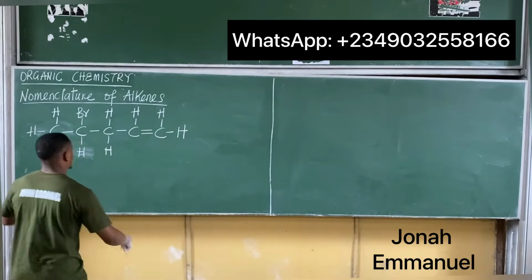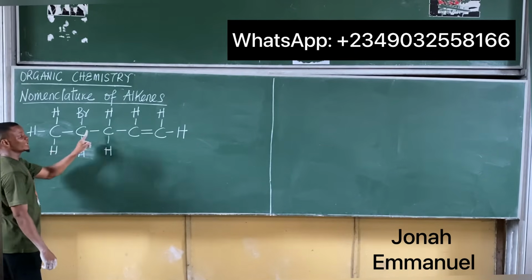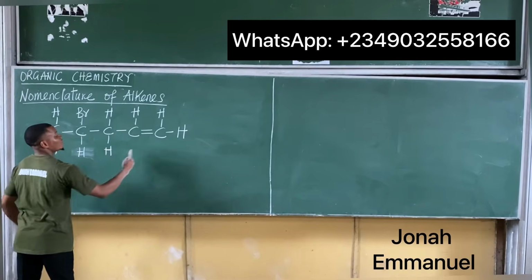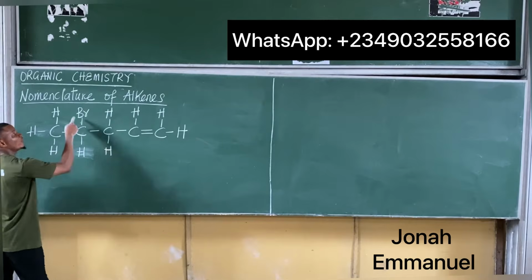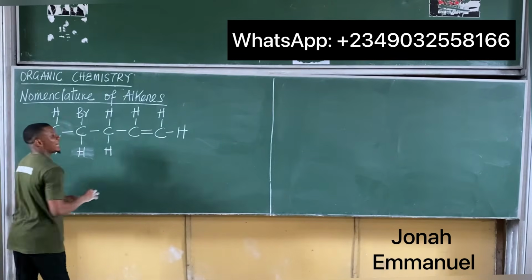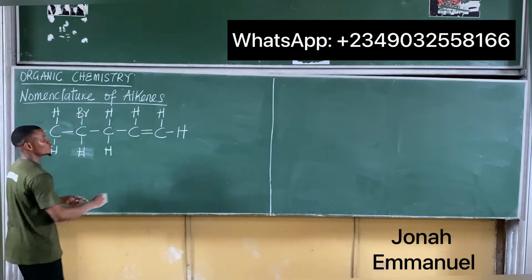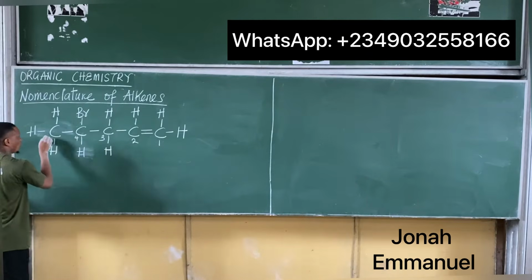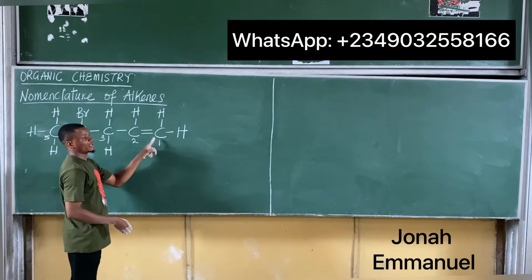In other words, if I go this way, I'll have 1, 2, 2 for bromine, 3, 4, 4 for double bond. If I go this way, I'll be having 1 before the double bond, 2, 3, 4, 4 for bromine. My priority is the what? Double bond. So I'll number it in such a way that the position of the double bond becomes the smallest, which will be this way: 1, 2, 3, 4, 5. Why? I want the smallest number for my double bond.